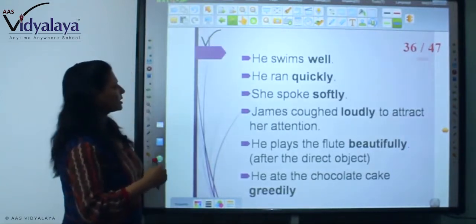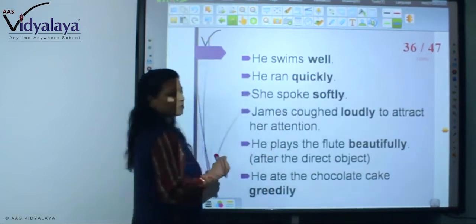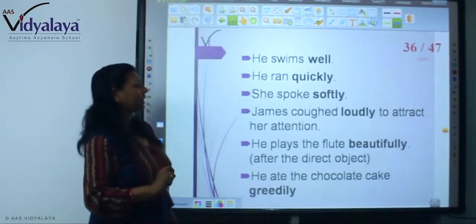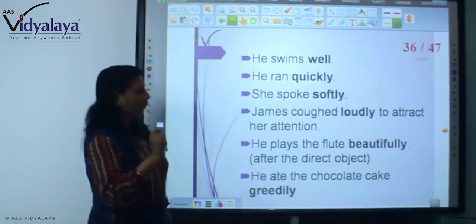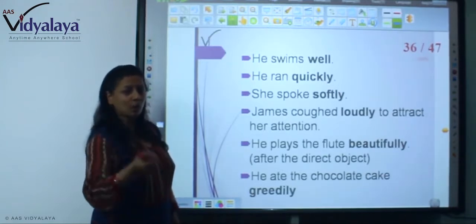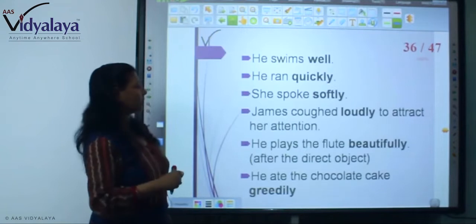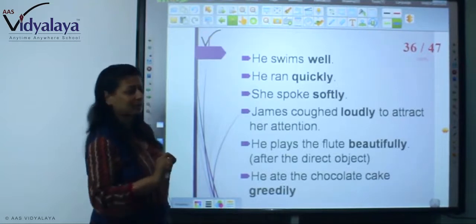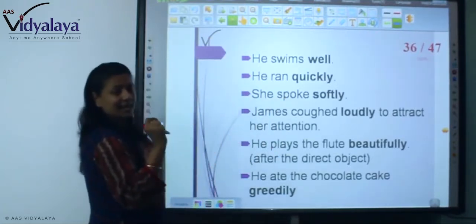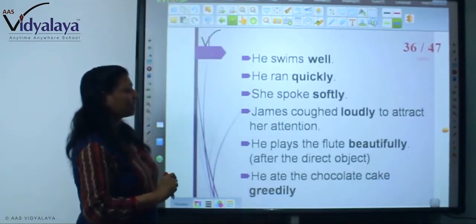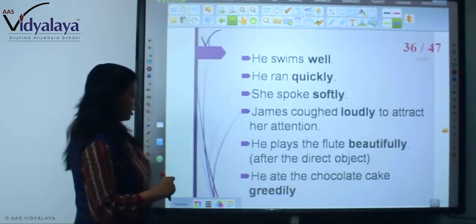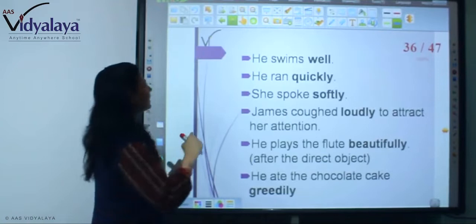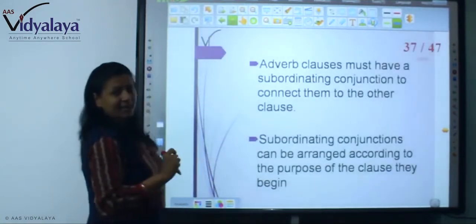Now in this way, what you are saying is, he swims well, he swims in a perfect way, in a well mannered way. He ran quickly, in a very quick way. He spoke softly, she spoke in a soft manner. So these are the things that work as an adverb. James coughed loudly to attract her attention. He ate the chocolate cake greedily. So all these are like adverbs.